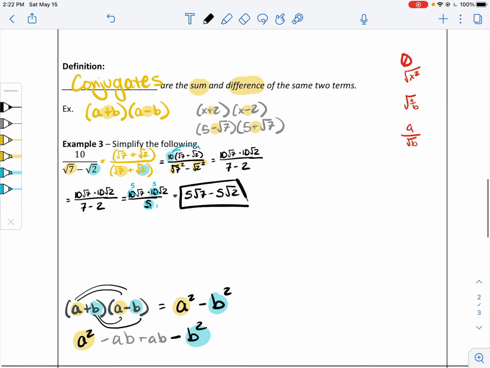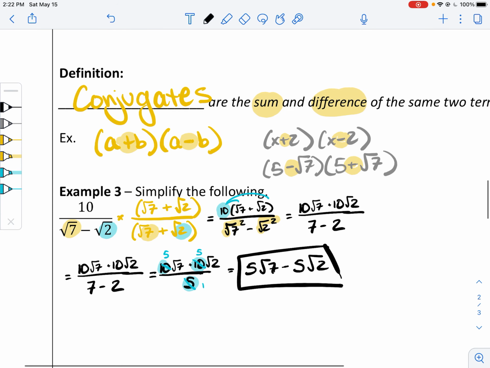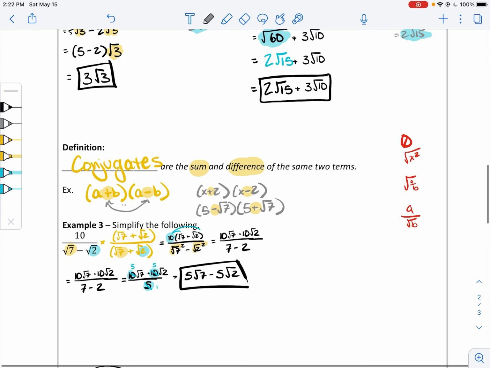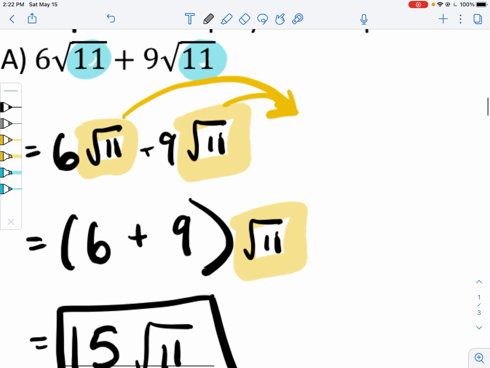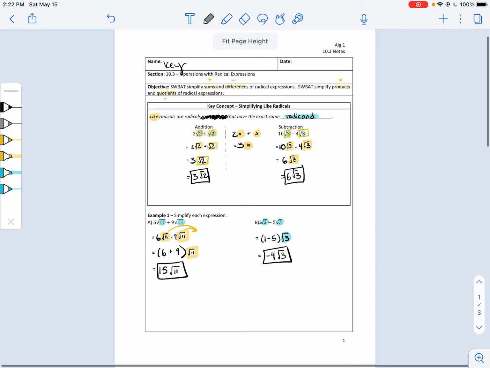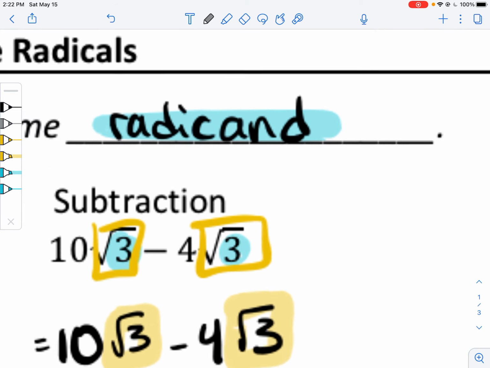Great, right? So great. So you can use conjugates, which are basically opposites, to help you rationalize a denominator. You can add like terms, and you can have a wonderful time on your homework.